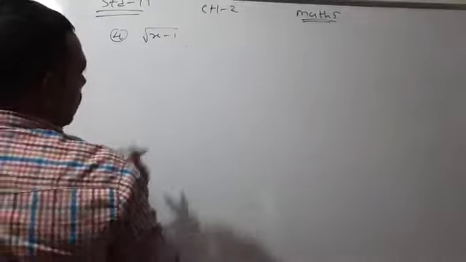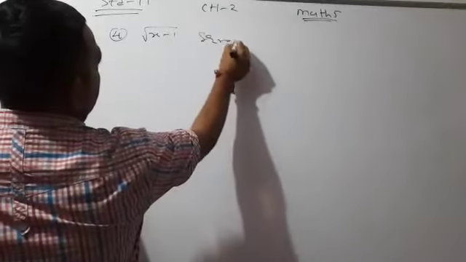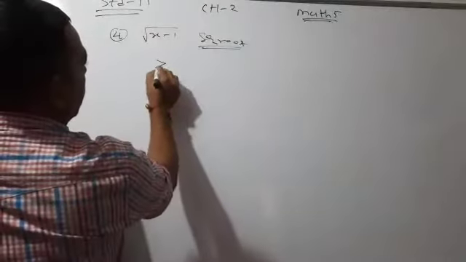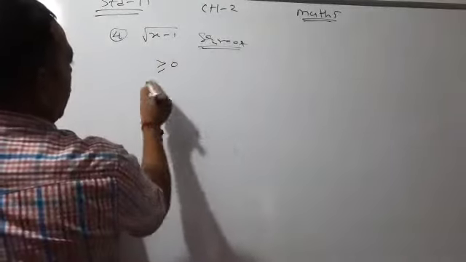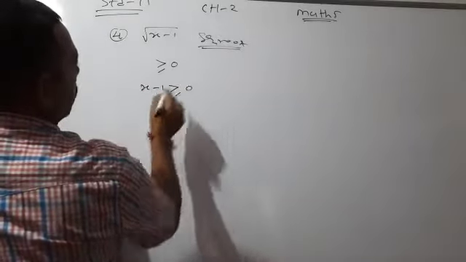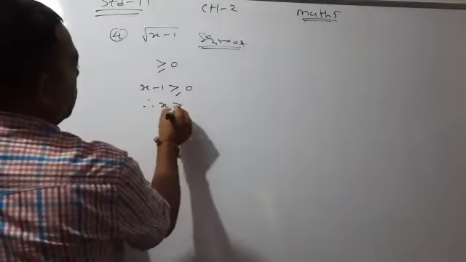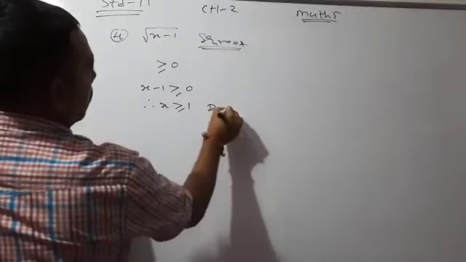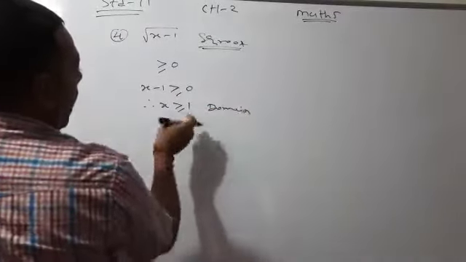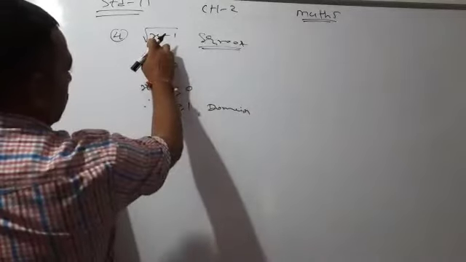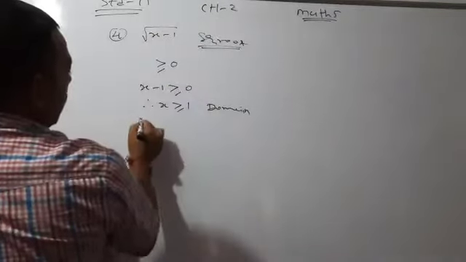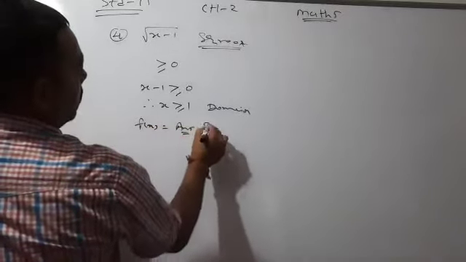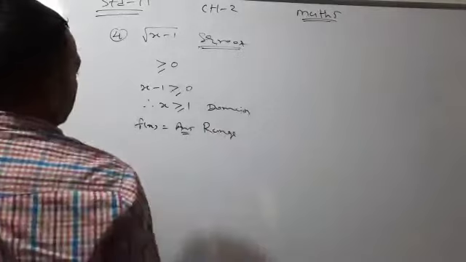x minus 1 is inside the square root, and we know that a square root is possible only for values greater than or equal to 0. So we have to consider x minus 1 greater than or equal to 0, and therefore x is greater than or equal to 1. So this is the domain, and after putting these values of x in this, whatever you get as f(x), that is your answer, is considered as the range. Okay.